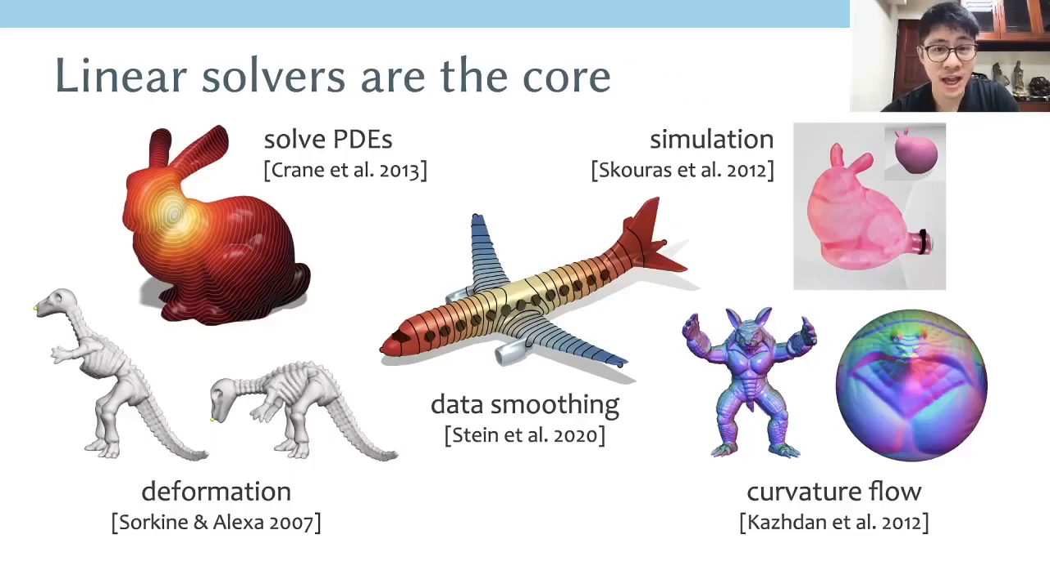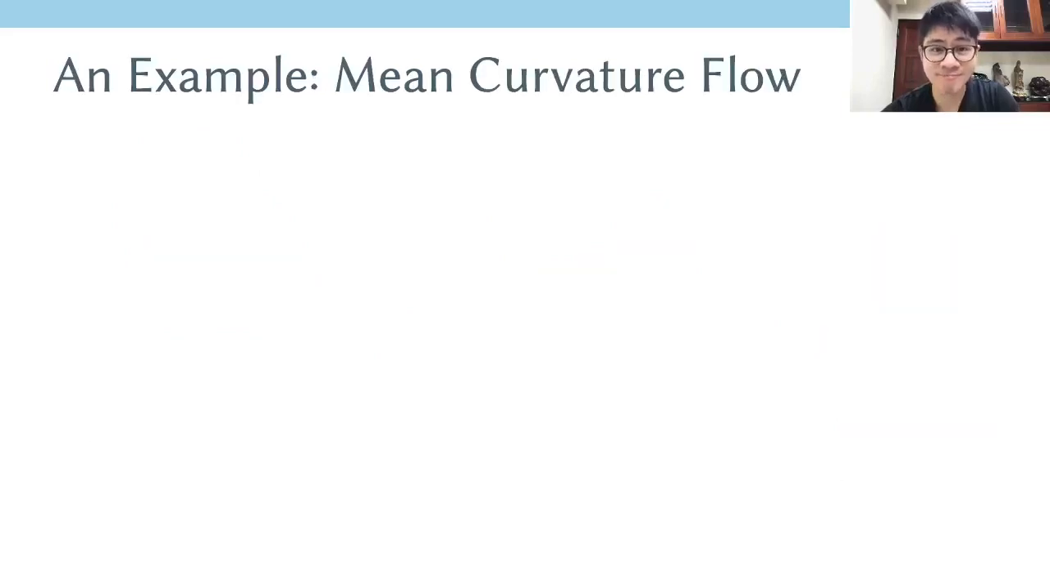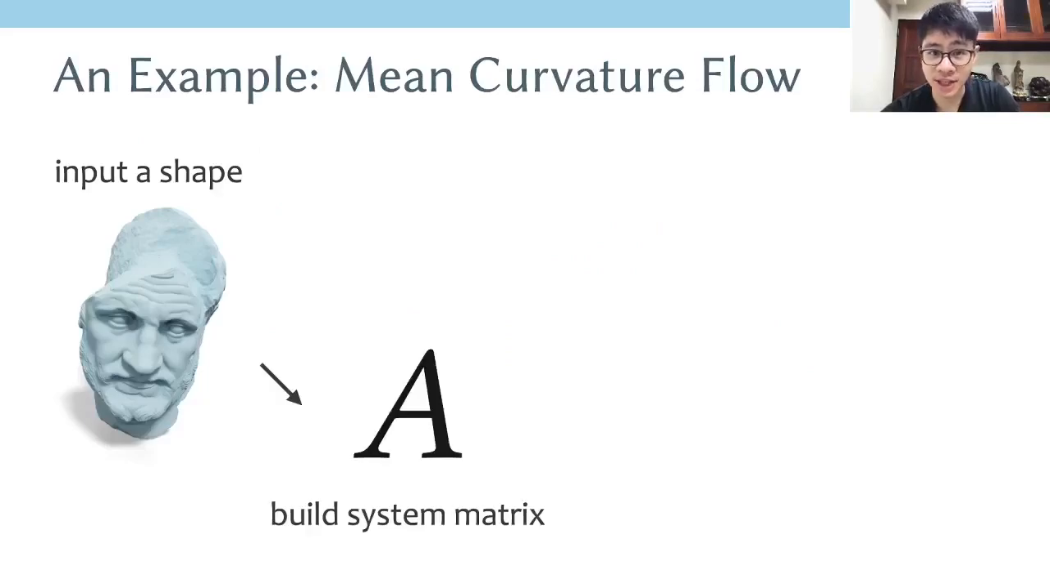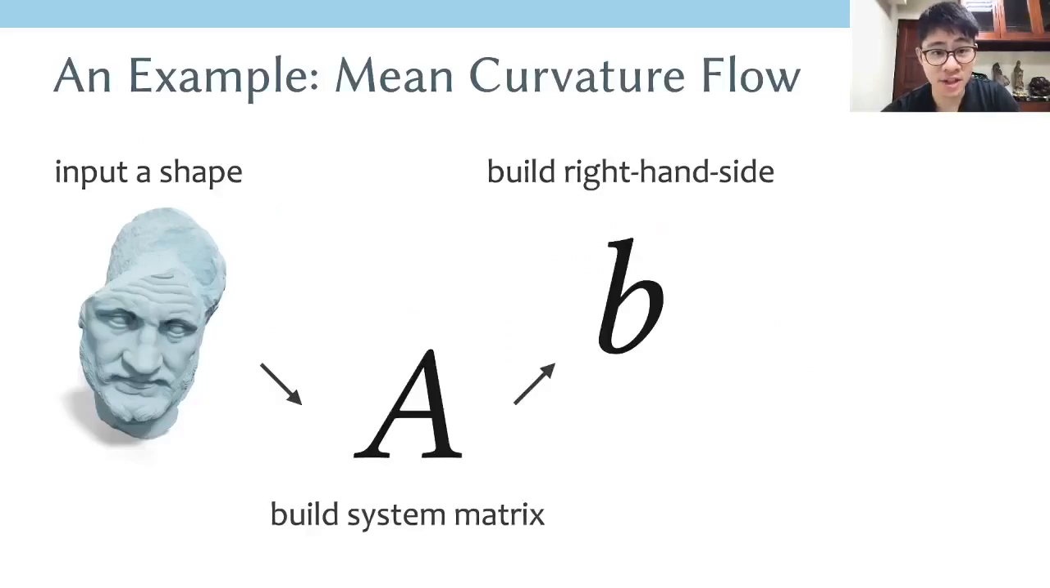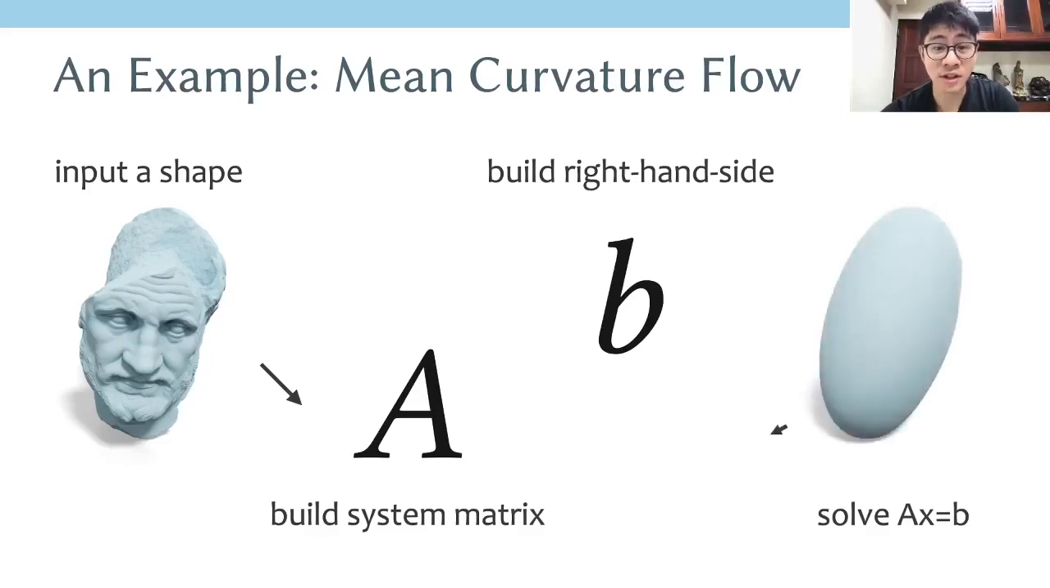And to understand how these methods use linear solvers, let's take a look at this mean curvature flow as an example. So this algorithm starts by loading a geometry, assemble the system matrix A, build the right-hand side B, and then solve the linear system to get a deformed shape. And typically, a single iteration is not enough, so we'll go through this process of rebuilding and solving different linear systems multiple times until we converge.